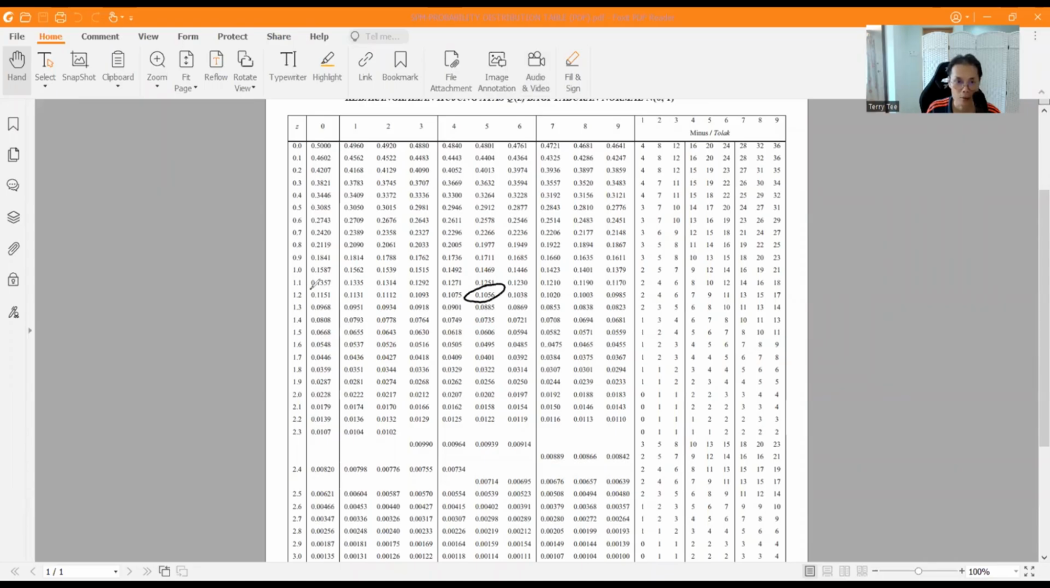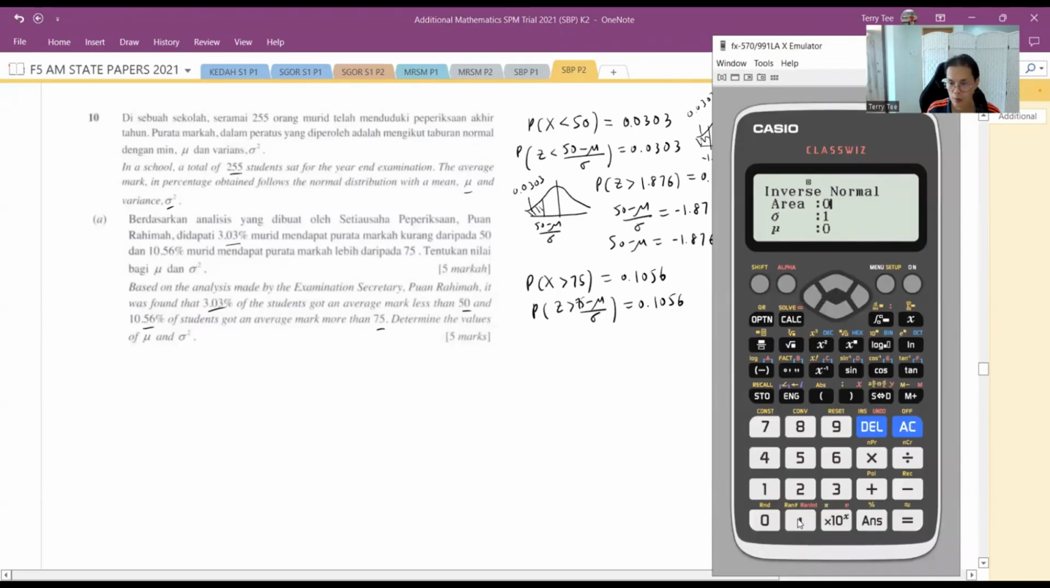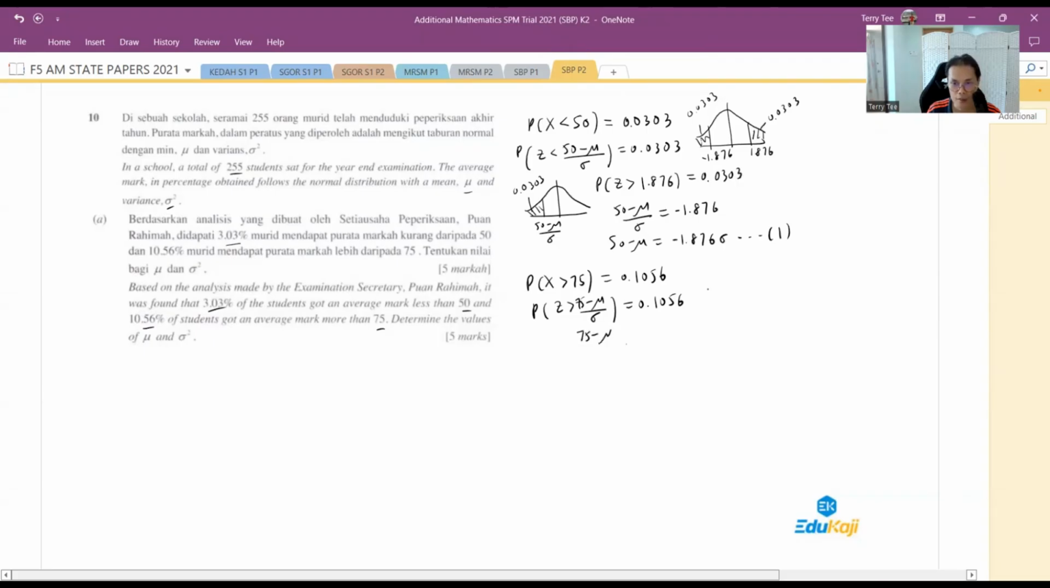1056, yeah, exact value, 1.25. Nice number, 1.25. Okay, or you can use your mathematical table, your calculator, right? You go to 0.1056. Can you see? You also get 1.25. So we say (75 minus mu) over sigma is 1.25. Now, when you multiply over, this is now 1.25 sigma. We just have to solve these two equations simultaneously.